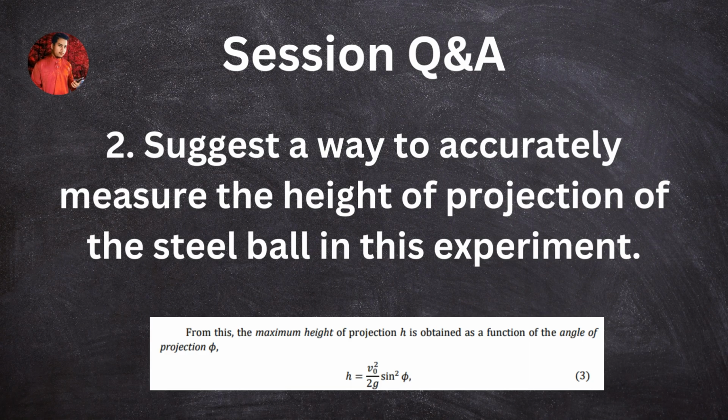If we use the meter rule and observe with our eyes, we cannot read it properly because the steel ball flies with a high acceleration. So maybe we get an error in finding the maximum height of projection of the steel ball. So in conclusion, by using this formula, it will be more accurate.